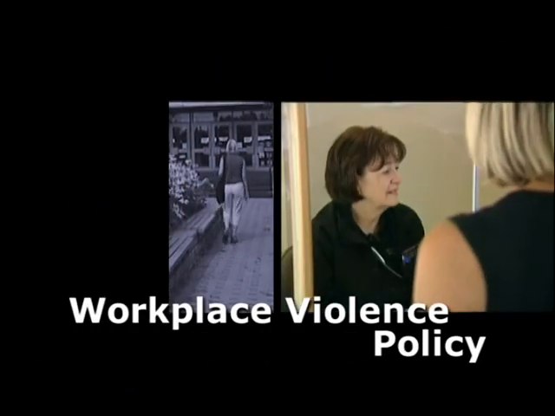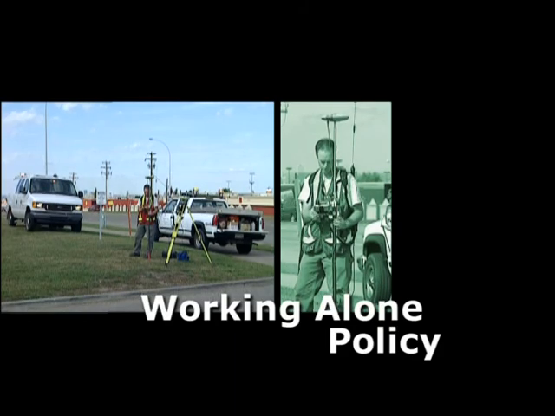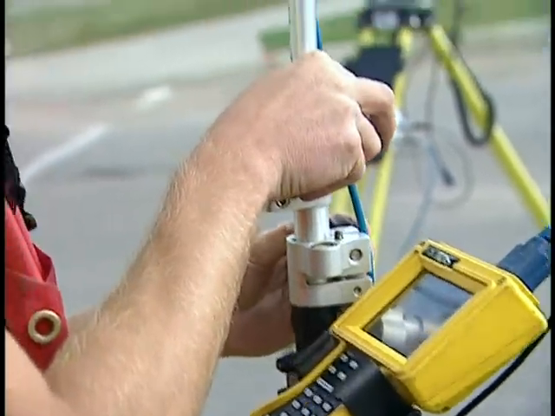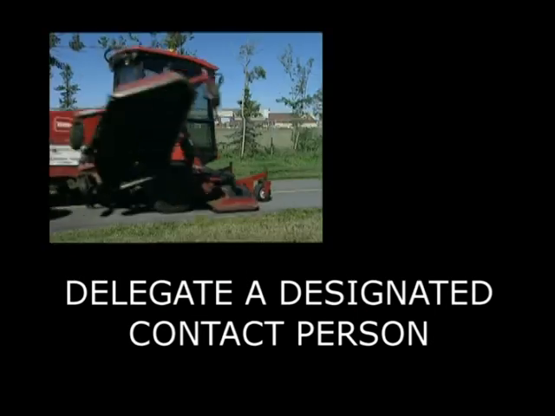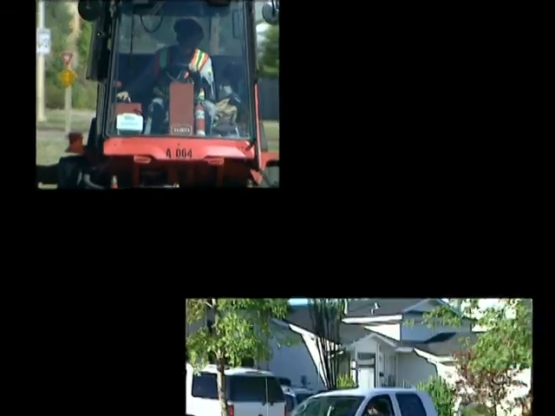Your employer is committed to providing a working environment free of violence and recognizes the potential for workplace violence and other aggressive behavior directed towards you. Workplace violence is to be reported to your supervisor. Additional training may be appropriate depending on your department. There may be times you'll be working alone, and the following steps are to be taken. Delegate a designated contact person. This is someone who knows where you are and when you're expected back. Keep some form of electronic communication near you, such as a mobile radio, telephone, or cell phone.